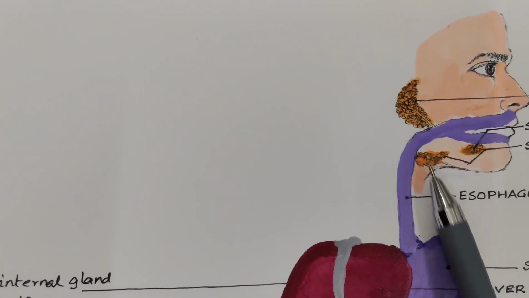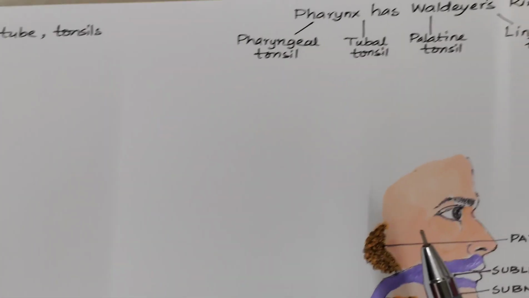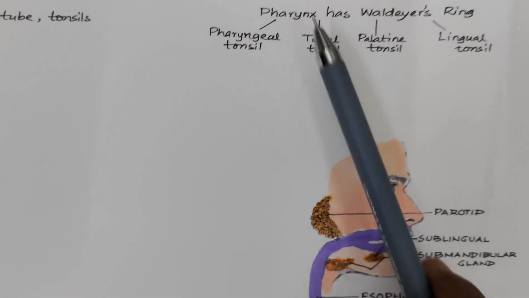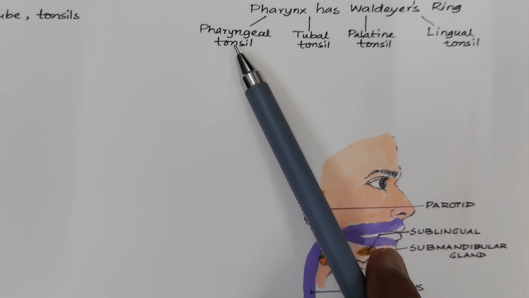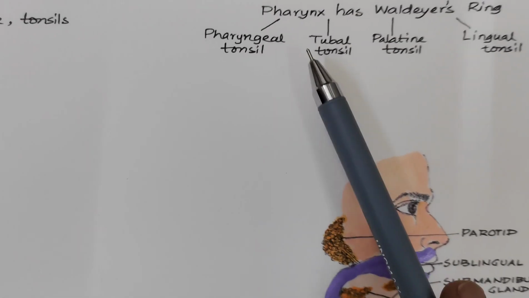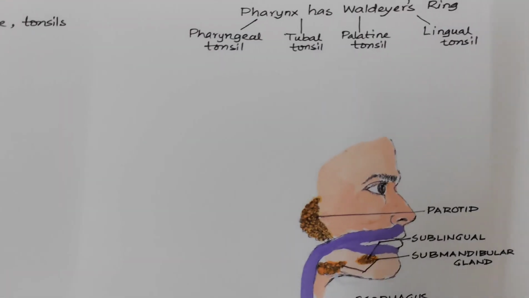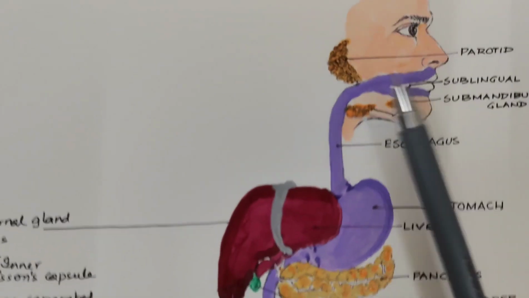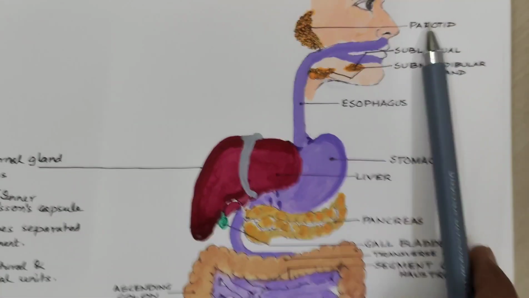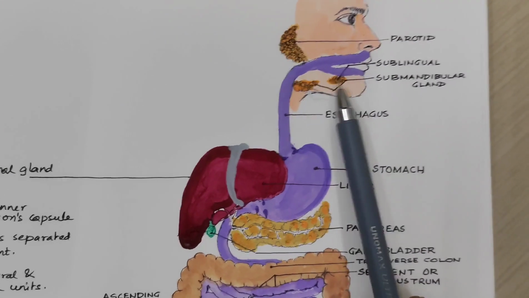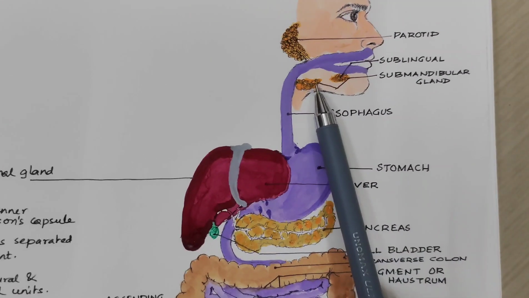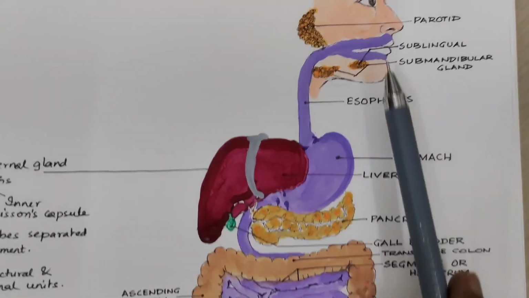This one over here. So you see there are Waldeyer's rings in the pharyngeal tonsils. So they are what kind of things? The pharyngeal tonsils, tubal tonsils, then palatine tonsils, lingual tonsils. Now here there are salivary glands, the parotid glands, the pair of sublingual glands over here below the tongue. And below the mandibles we see the submandibular glands.